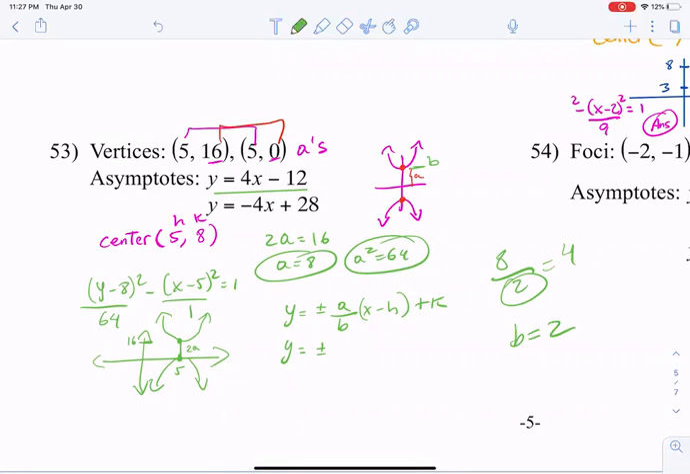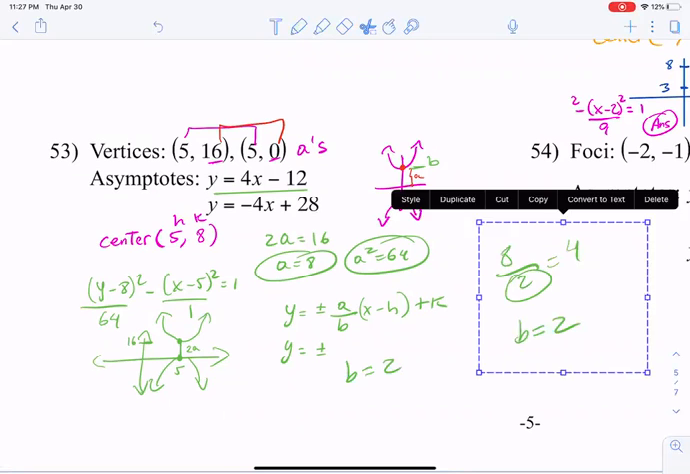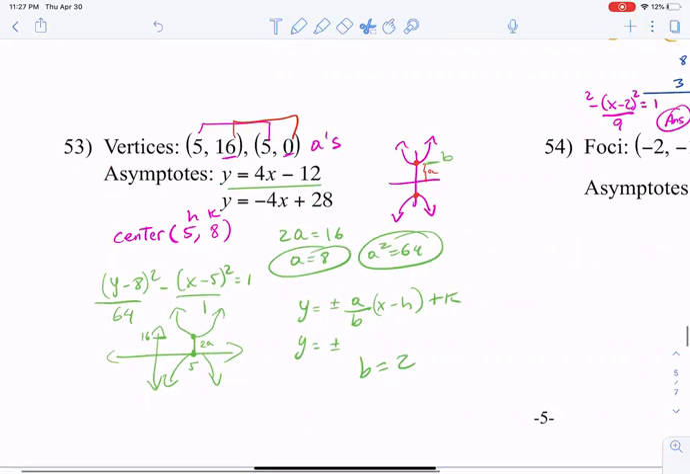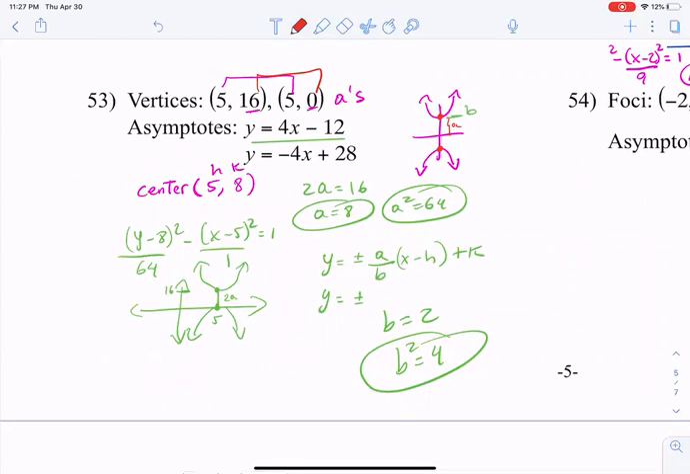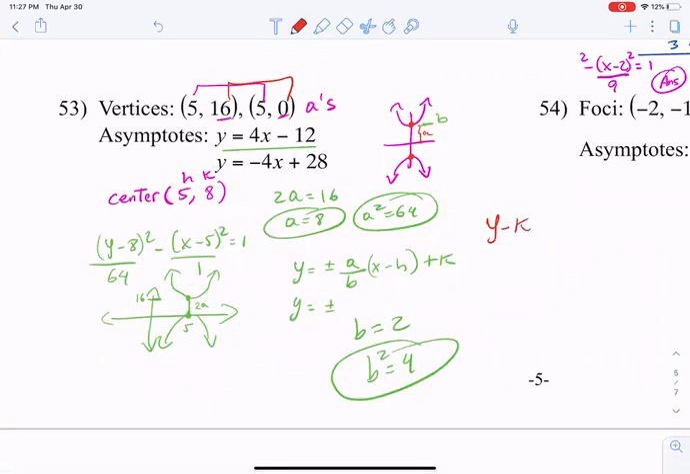So now that we have the b value equals 2, let me erase that. We don't need that. That was just to show you where I got that from the problem. So now b squared should be equal to 4. That means we have everything we need and we can write the equation. So the equation is y minus k squared minus x minus h squared equals 1. This is a squared, this is b squared.